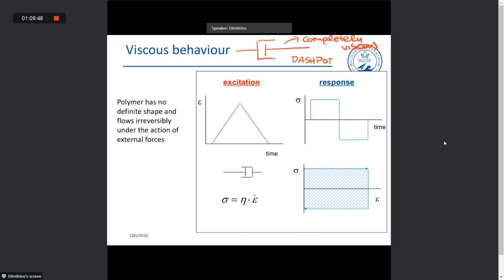So if we have the excitation at T0, T1, and T2, so T0 starts here, T1 is here, and T2 is here, this is the response in terms of stress over time. And the viscous behavior is described by Newton's law, sigma equals eta dE over dt. This one is the derivative over time. We've said that in the past.